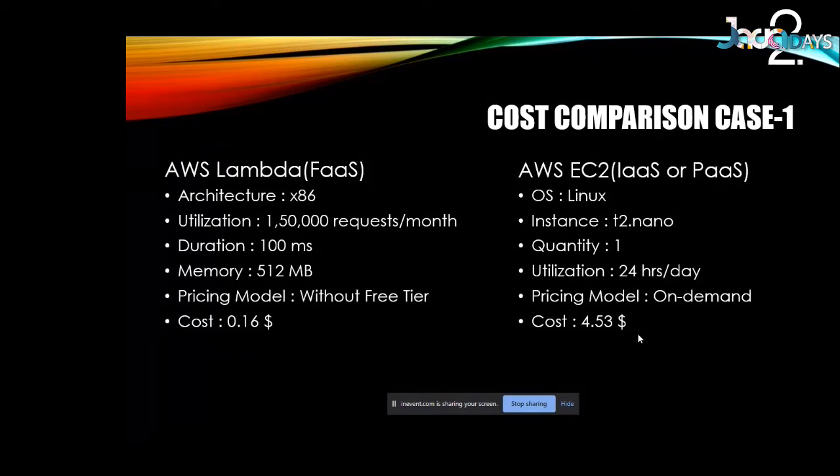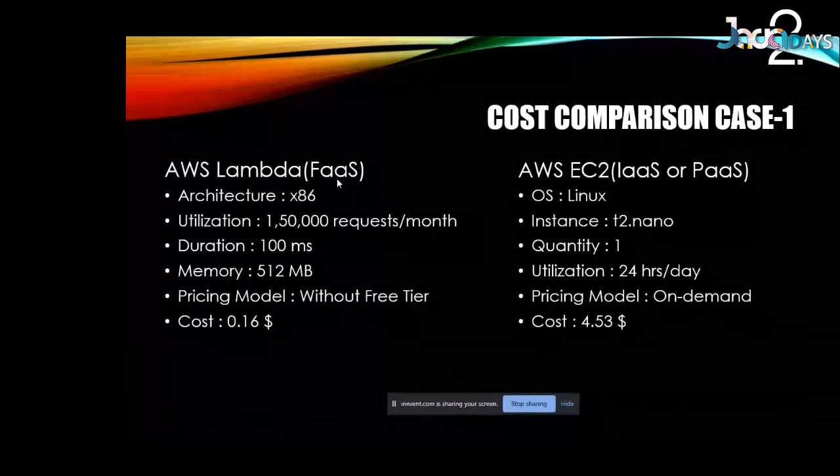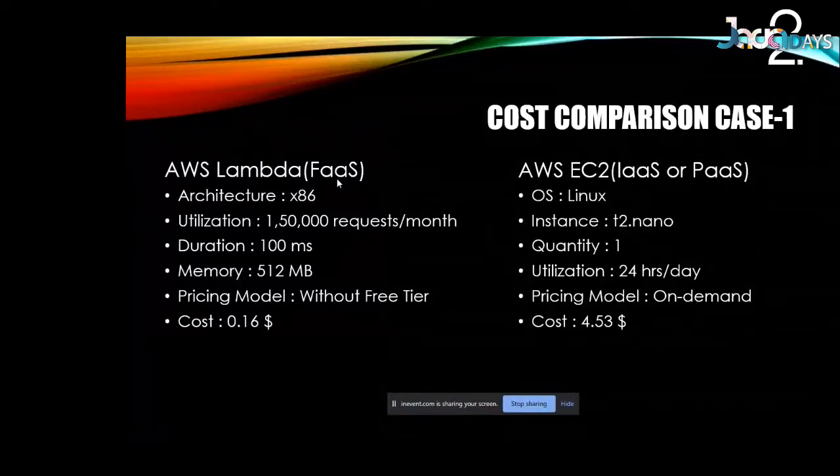But on the other hand, in FaaS, that is function as a service, serverless Lambda, if I say so, almost a similar architecture, but here you are not going to choose the operating system. Here we are choosing the memory as 512 MB. Let's assume that every request is going to take 100 milliseconds, because it's all about the speed. You need to ensure that whenever someone hits the API, they quickly get your output. And let's say there were 1 lakh 50,000 requests per month. So these many requests came per month.